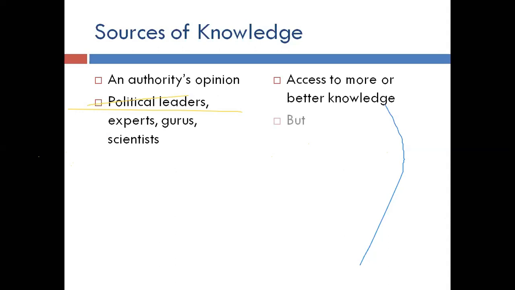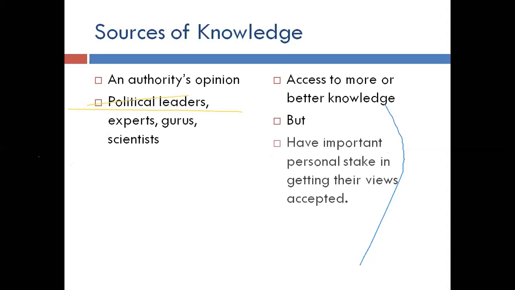But they have important personal stakes. These authorities have an important personal stake in getting their views accepted. Their careers and reputation may be at stake if they say something other than what people want or what the higher authorities want. So we have always seen that scientists are buckling down to the political leaders.